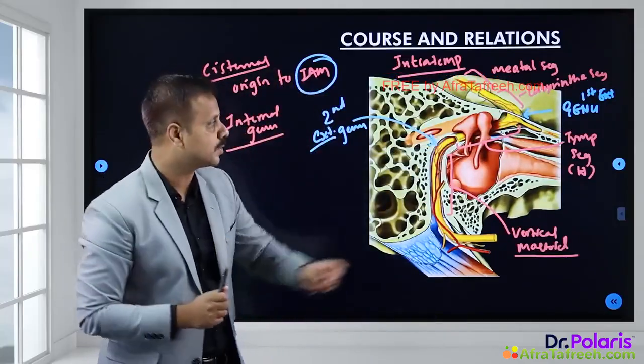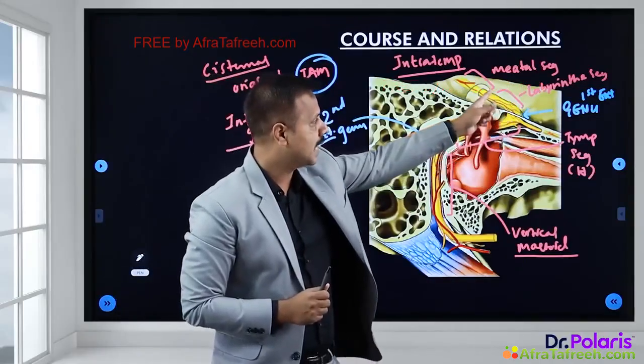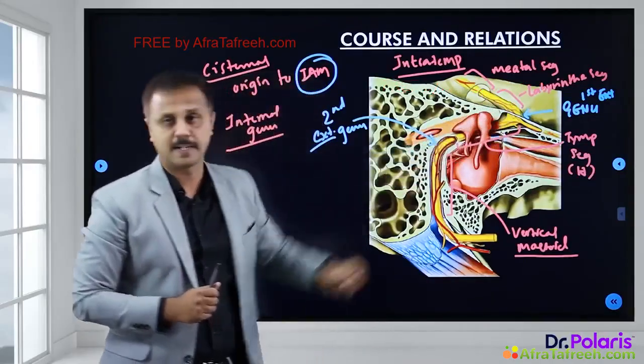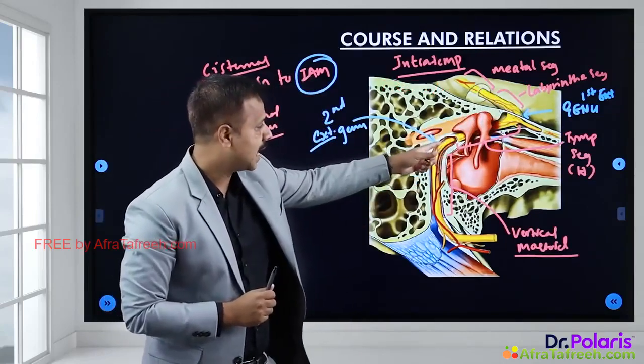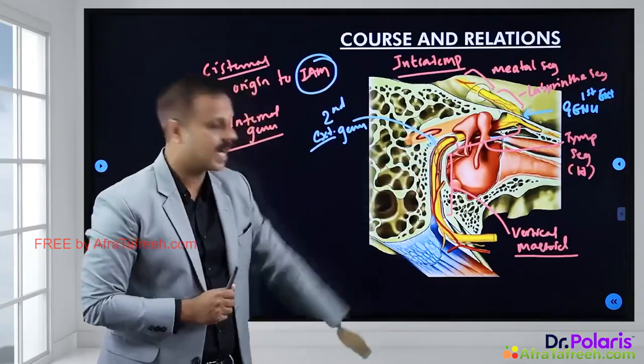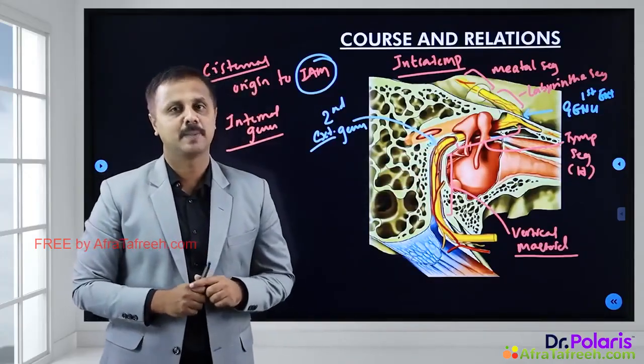There are 2 external genus. The first external genu is where the labyrinthine segment becomes the tympanic segment. The second bend, or the second genu, is where we have the tympanic segment continuing as the vertical segment or the mastoid segment.